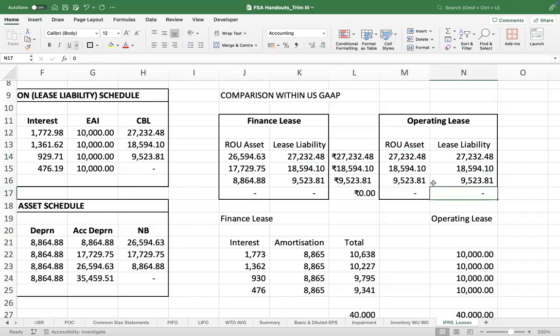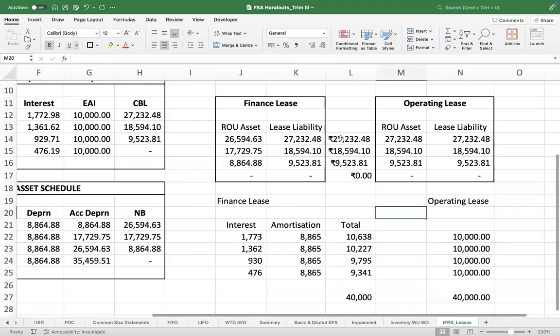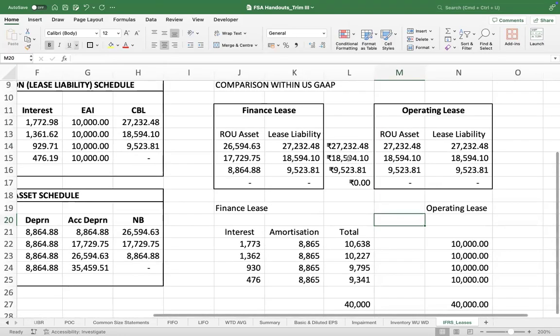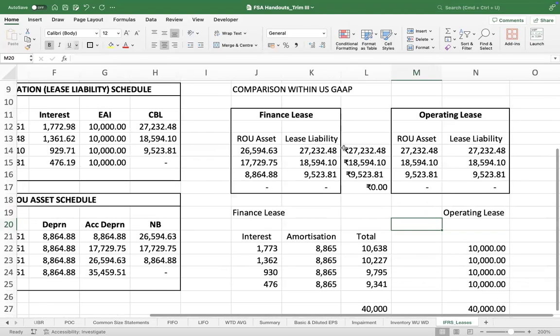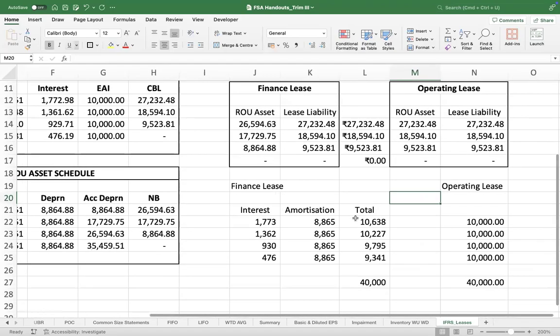But the problem is the ROU asset. Now what happens is the ROU asset also you show the same values that you are showing in the lease liability. मतलब ROU एसेट भी मैं ऐसे ही दिखाऊंगा 27,232, 18,594, 9,523. Now if you compare these values, let's do that. एक्चुअली इसके कंपैरिजन करते हैं हम.